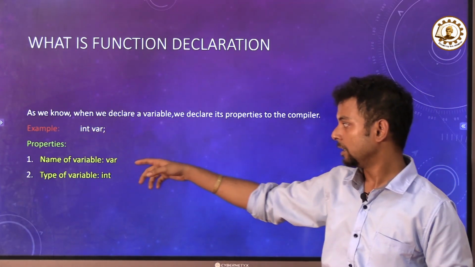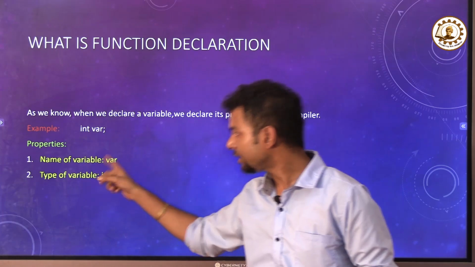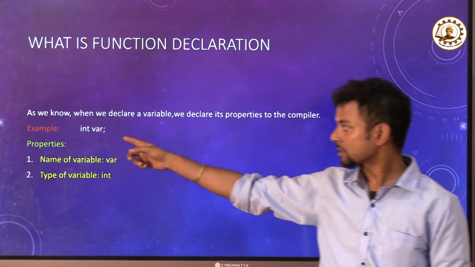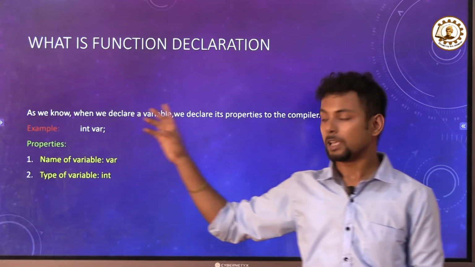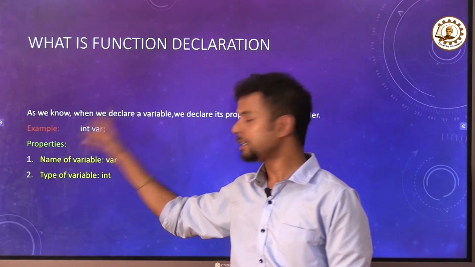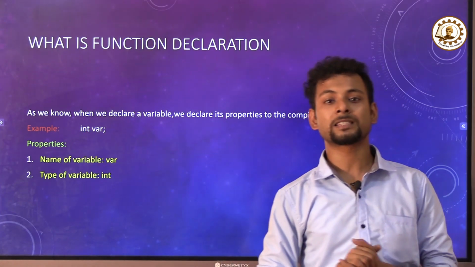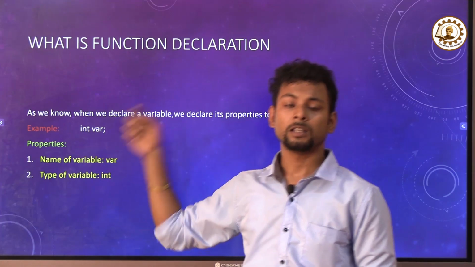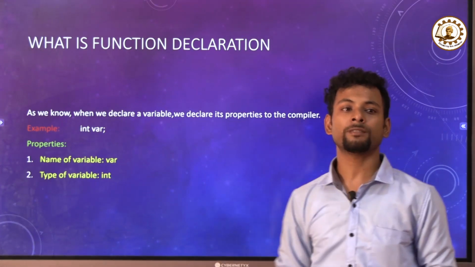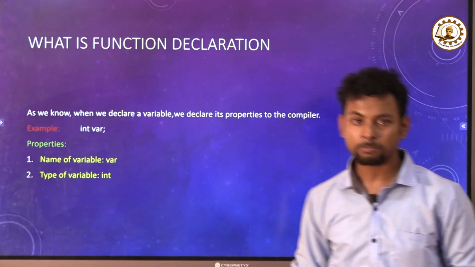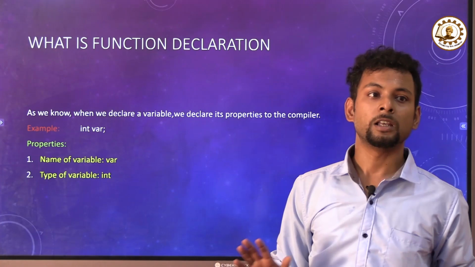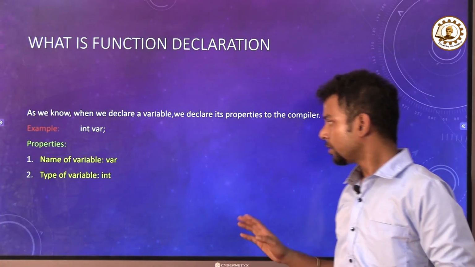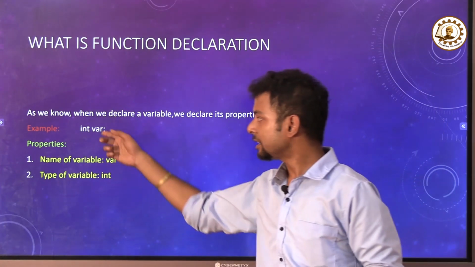What are the properties from this statement? The first property is the name of the variable, that is called the variable name, and the type of the variable is int, or you can say integer. That means this variable with name var can store only integer value. It cannot store any decimal value, it cannot store any character value. So these are the properties of this variable.